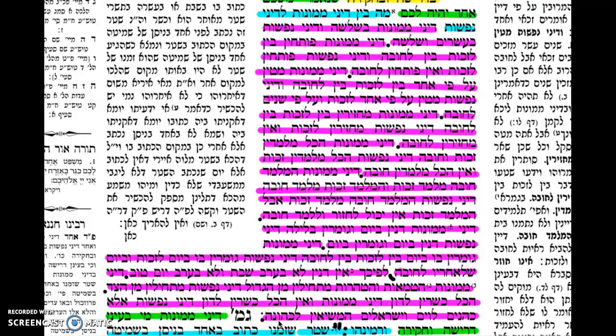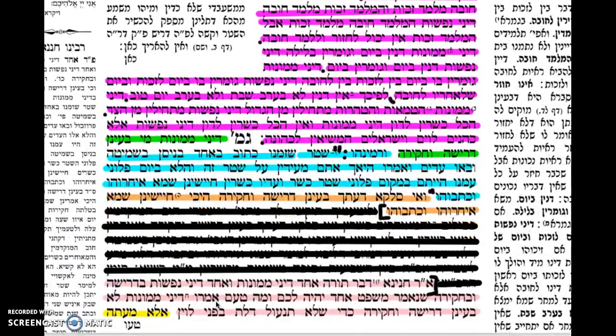So if there's a Jew, we said a mamzer is one example, who is not allowed to marry a Kohen, they would not be allowed to be a judge for Dinei Nefashot. And we move on to the Gemara.